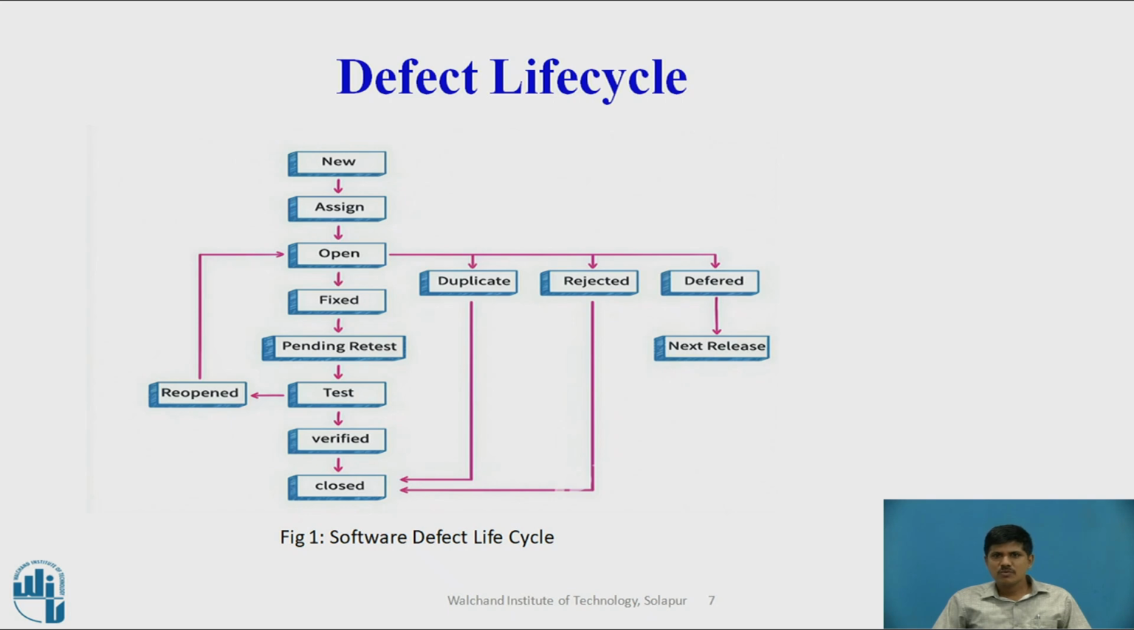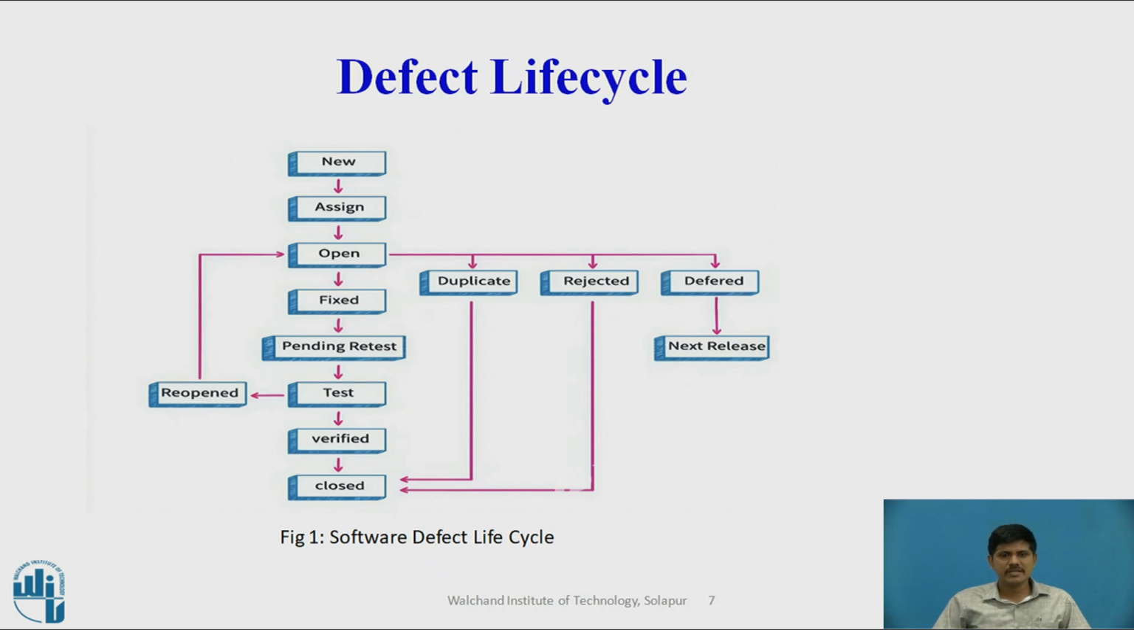Other than that, there is one more state called deferred. Deferred means that even though the bug found by the software tester and assigned to the developer is valid, they may not fix it in the current sprint because of the shortage of time, so it will be deferred, or you can call it postponed. It will be fixed in the next release, and that decision will be taken by the product owner and the entire team.